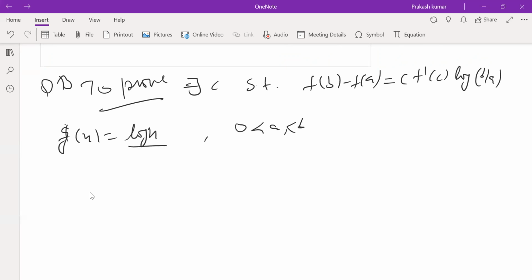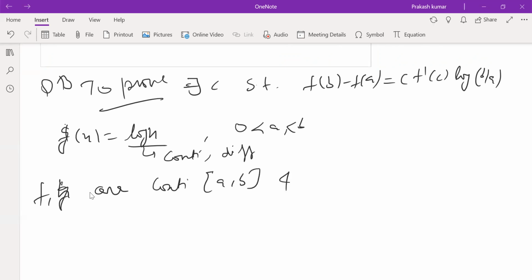So log x will be defined in this interval, and log x will be differentiable and continuous, right? We know that this is a differentiable, continuous function. Therefore, both the f function and g function are continuous in [a, b] and differentiable in the open interval (a, b). In fact, they are differentiable in the closed interval, but we are taking the open interval, right?